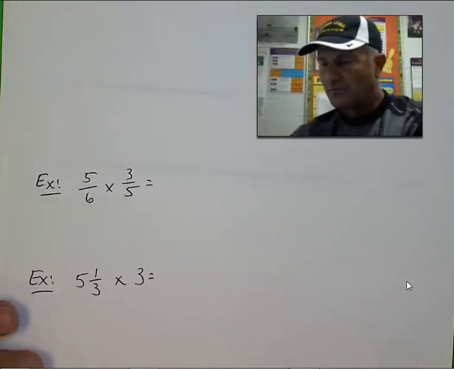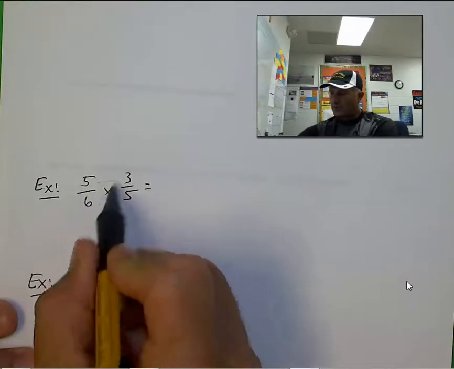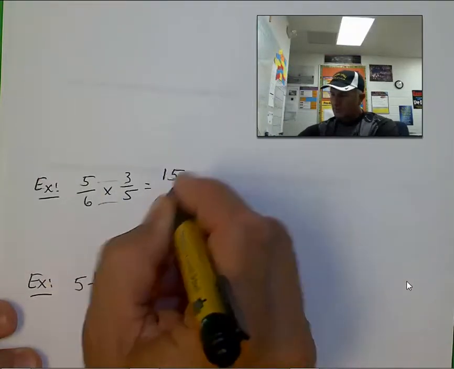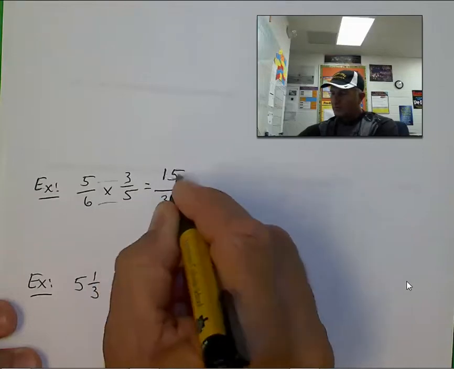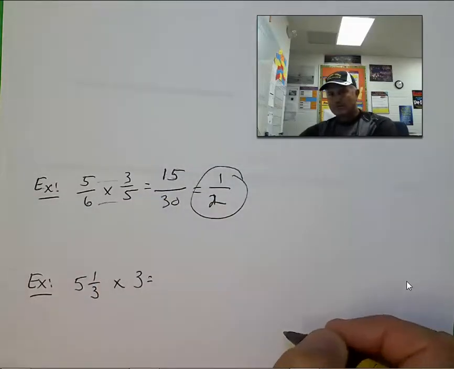Let's start off here. 5/6 times 3/5, just multiply straight across. 5 times 3 is 15. 6 times 5 is 30. 15 goes in there twice. It simplifies to 1/2.